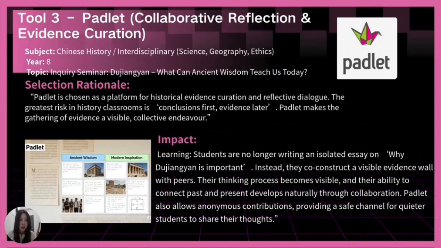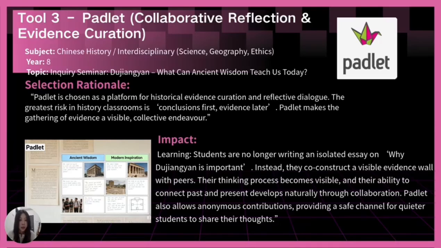The third tool is Padlet, for collaborative reflection and evidence creation. The subject is Chinese history. Year 8 students. The topic is an inquiry seminar. What can ancient wisdom teach us today? Padlet is chosen as the platform for historical evidence creation and reflective dialogue.